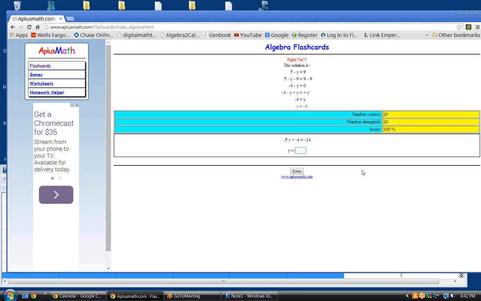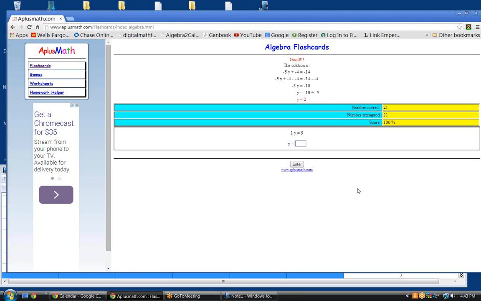Alright, in this case, I probably would not move that minus 5y to the right side, just because it's got a coefficient in front of it. I'm not going to mess with that. I'm going to move the minus 4 to the right side, giving me what? Minus 5y equals... Negative 10. Okay, and then y would equal what? If minus 5y equals negative 10, what's y equal to? 2. Correct. Alright, 9.